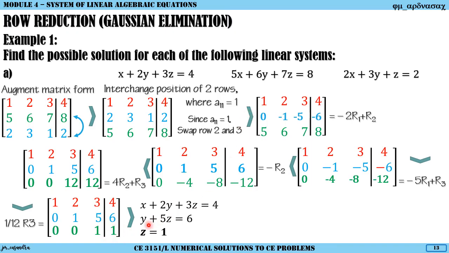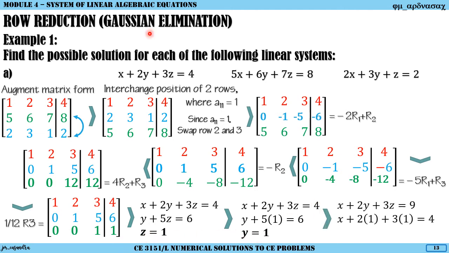And then, since we know already z is equal to 1, then substituting, we'll now have y plus 5 times 1 equal to 6, or y now is equal to 1 as well. Substituting z and y in the first equation, we will now arrive at x plus 2 times 1 plus 3 times 1 equal to 4, or x now is equal to negative 1. So from our Gaussian elimination, we were now able to compute for the different values of x, y, and z.